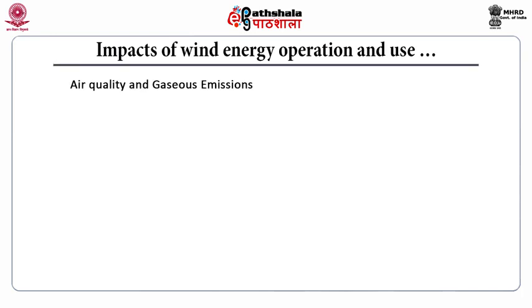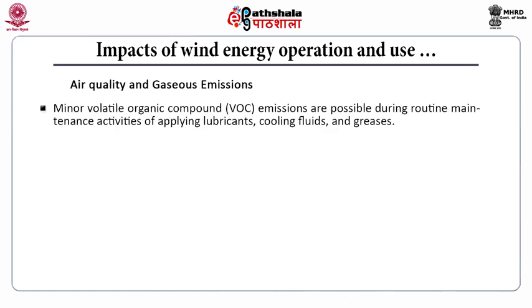There are no direct air emissions from an operating wind turbine. The production, transportation, on-site construction, operation and maintenance, and dismantlement create a certain amount of greenhouse gas emission. Minor volatile organic compound emissions are possible during routine maintenance activities of applying lubricants, cooling fluids and greases.